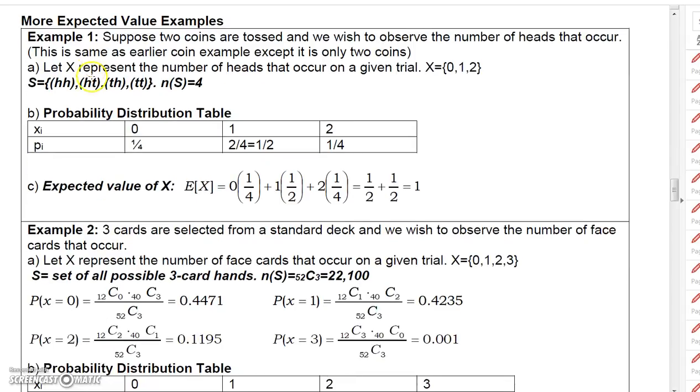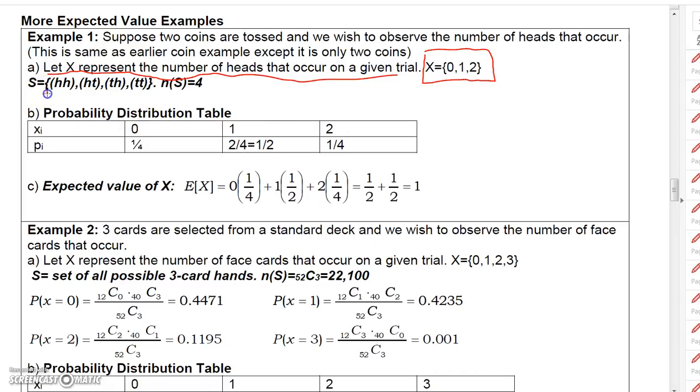Okay, so let's look at another one. Suppose 2 coins are tossed and we wish to observe the number of heads that occur. Since that's what we want to observe, we're going to let x represent the number of heads that can occur on a given trial. Well, remember, the possible values, if you toss 2 coins, you could get no heads, 1 head, or 2 heads. So now let's figure out the probabilities of getting no head, 1 head, or 2 heads.